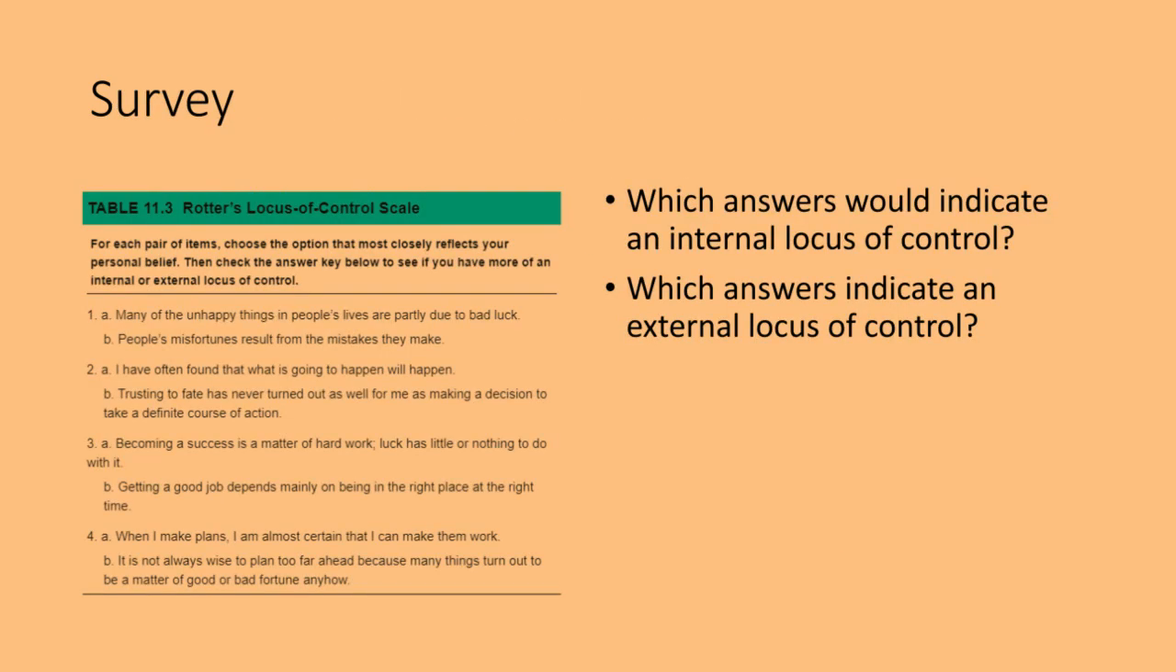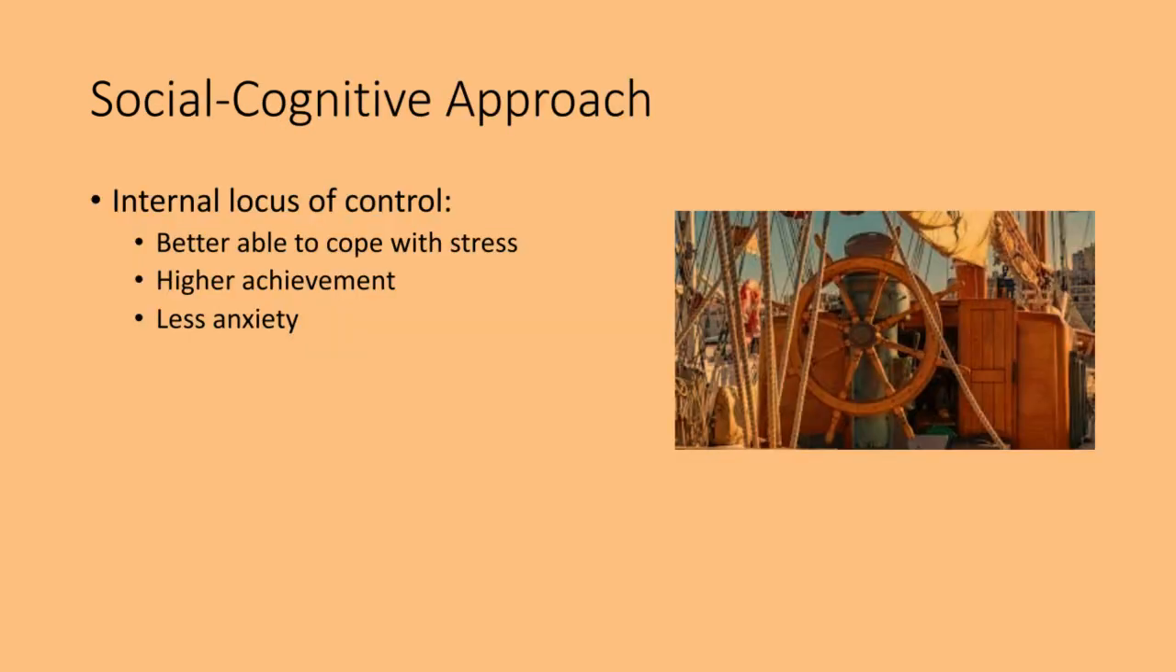This survey is in your textbook, and it's a good idea to just go through each of these and make sure you're comfortable with identifying which ones relate more to an internal locus of control versus which ones indicate an external locus of control. It's a good idea to go through this and actually fill out the survey and see kind of where you're at. As far as which one is better, research suggests that having an internal locus of control, being more biased towards that side of the spectrum, means that you're better able to cope with stress, you tend to achieve more in life, and you have less anxiety.